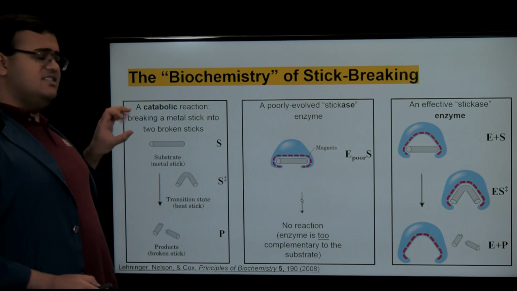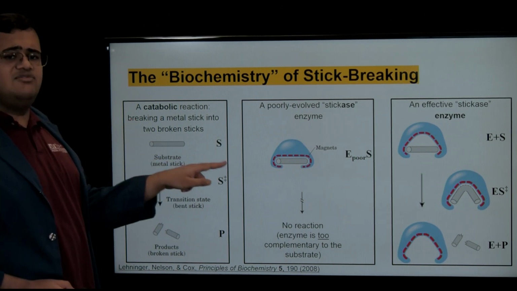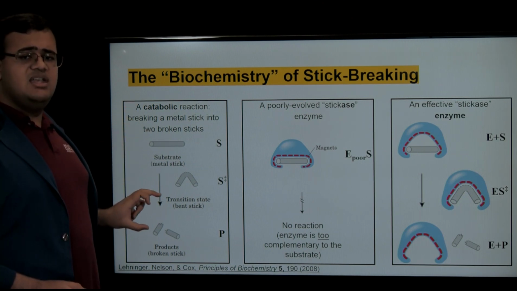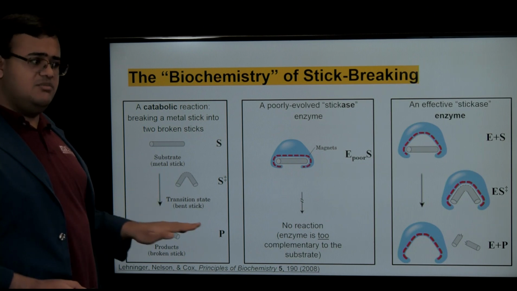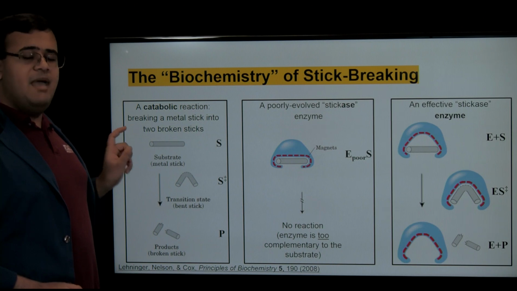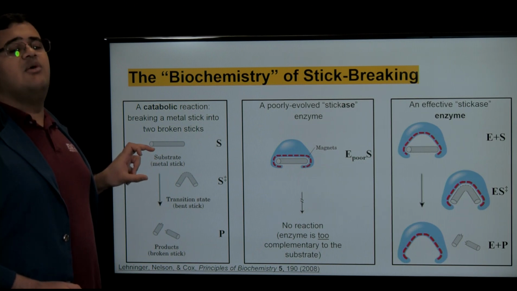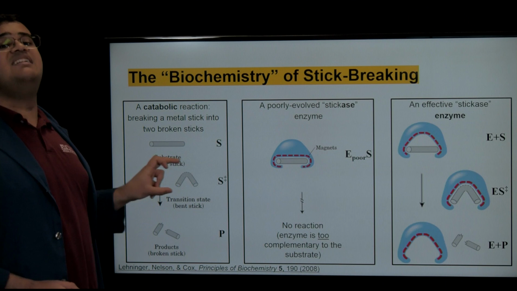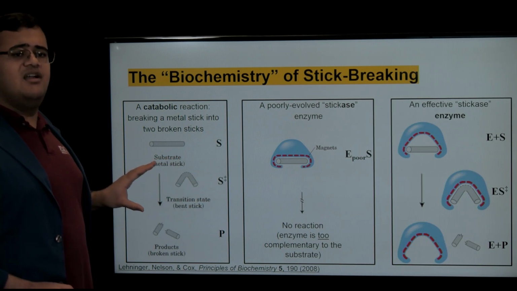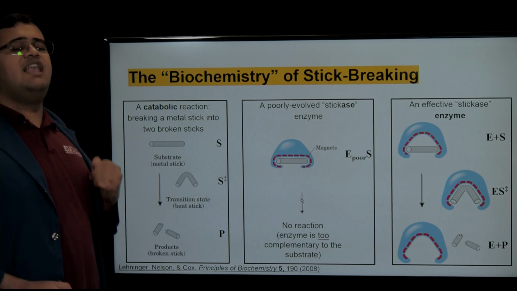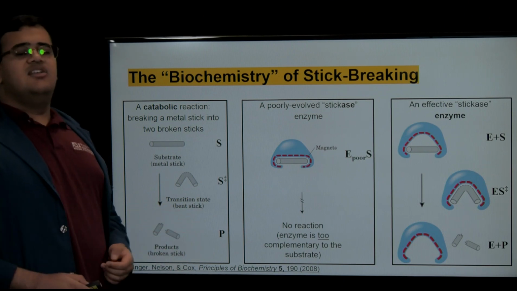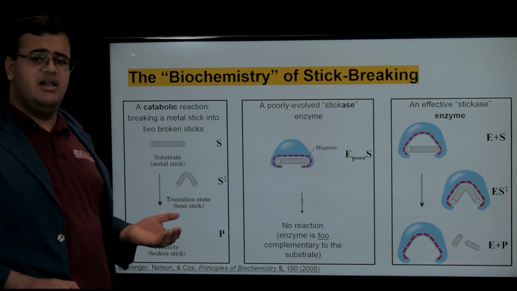But hypothetically, if a metal stick, let's indicate it with an S for a substrate or a reactant of the reaction, were to snap into broken sticks, we'll call those the products, it would have to go through an in-between phase between a metal stick and broken sticks that we call the transition state, which is a bent stick. We'll indicate that with substrate double dagger, S double dagger. If we want to catalyze this stick breaking, we need a stickase, or a stick-breaking enzyme, if you will.